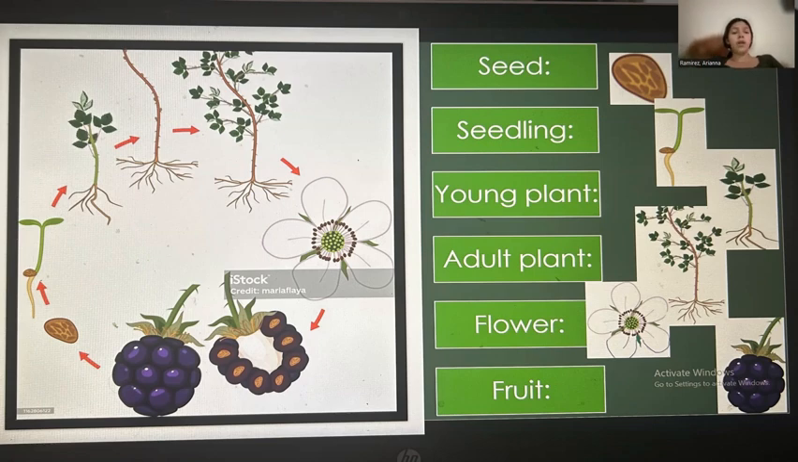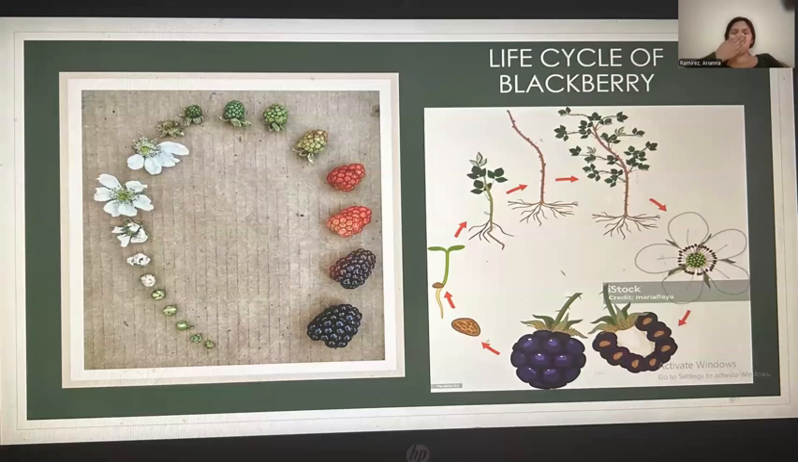So y'all were right when y'all said we get the plant and then the blackberry, but you also didn't add in the plant growing or the flower. So right here is exactly how we get from the flower all the way to the yummy, delicious blackberry.